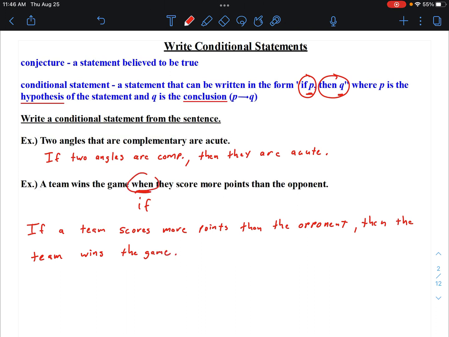So you're looking for these clarifying words in here. They're not always if or then, but we're going to write them when we do a conditional statement as if-then statements. If, P being the hypothesis, Q being the conclusion. You can even see we've got a little arrow. So if P, then Q happens.